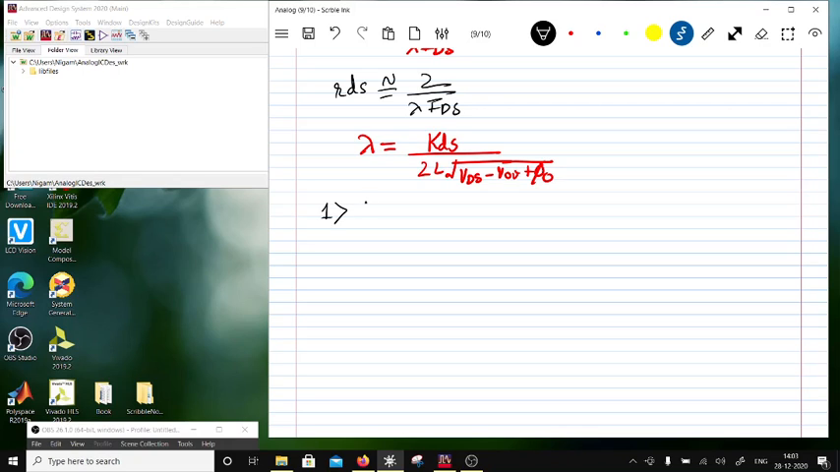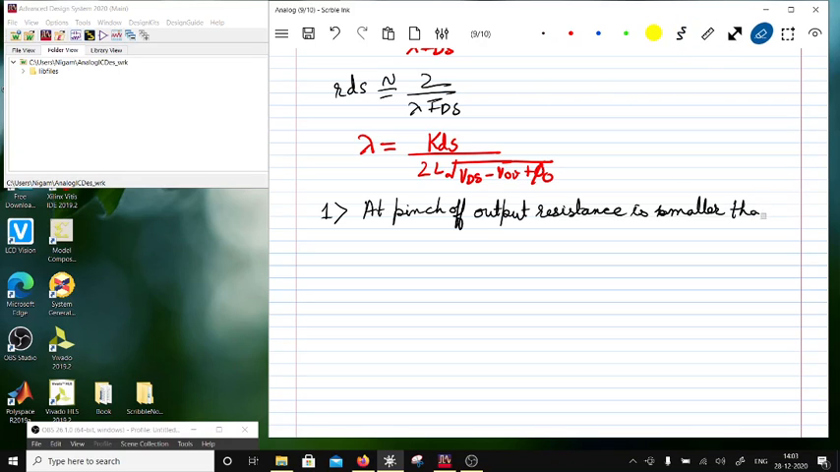One, at pinch off, the output resistance is smaller than well within saturation, right? It's smaller than well within saturation. So this is one conclusion we see.